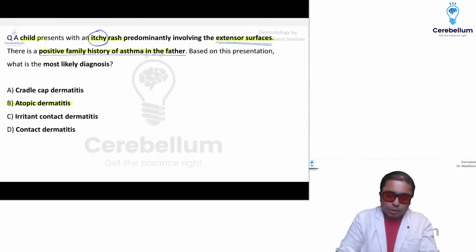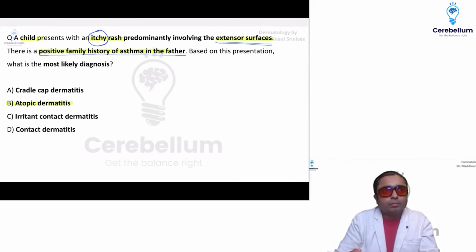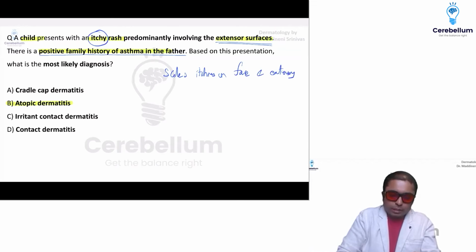Right, chalo. So which of the options was not there? Cradle cap, contact dermatitis, irritant contact dermatitis. Okay, something like that. There were scales and itchiness on the face and on the extensors. Okay. So instead of irritant contact dermatitis, there was scabies in the option.